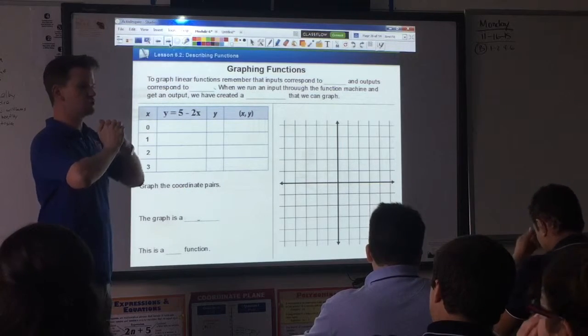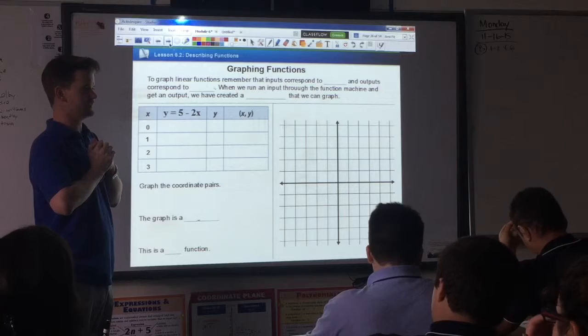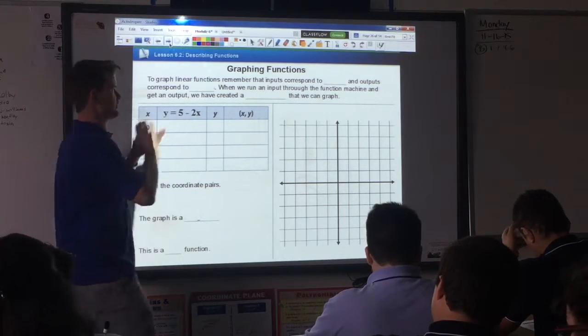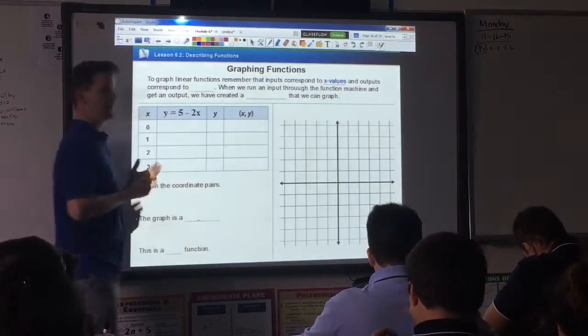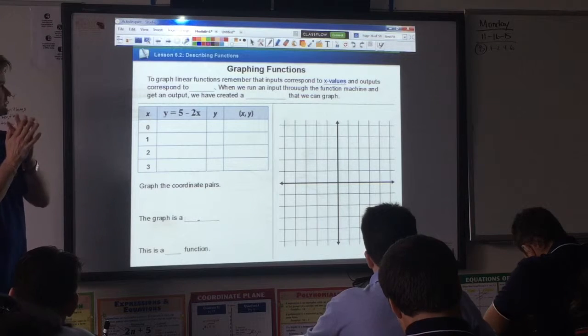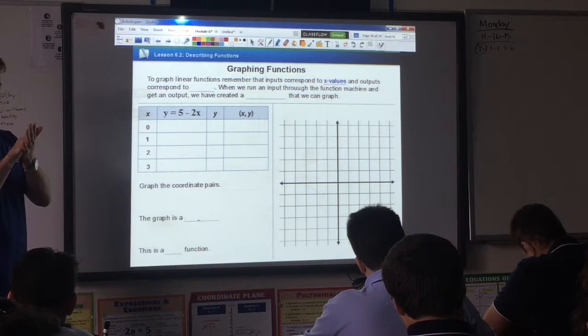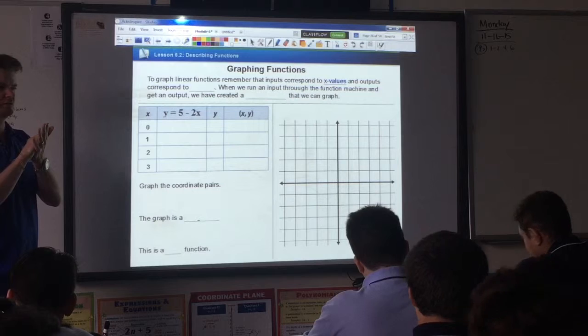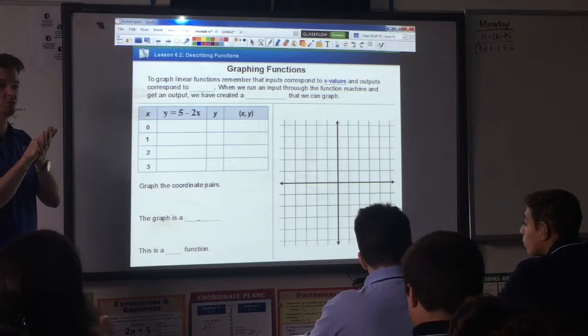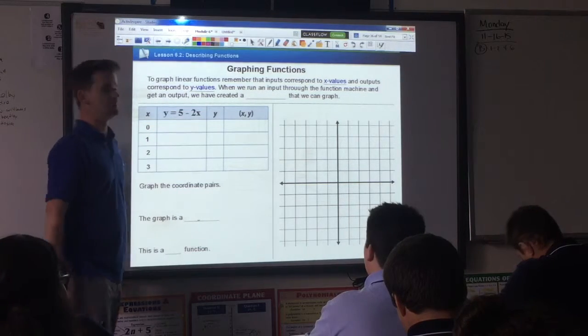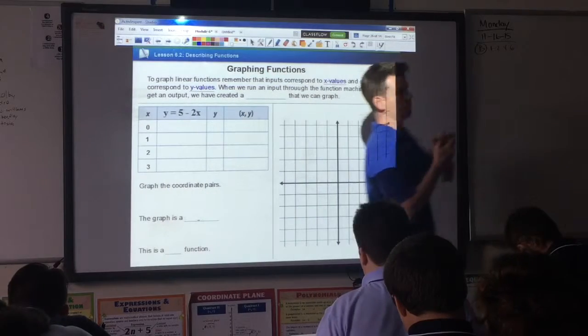The good thing is you already know how to do this. Now, when we graph functions, we must remember that inputs correspond to x values. Inputs are x values, and that means that the outputs correspond to my what? Y values. So y is here. Inputs are x values, outputs are y values.